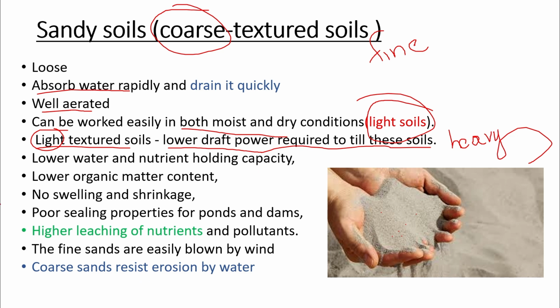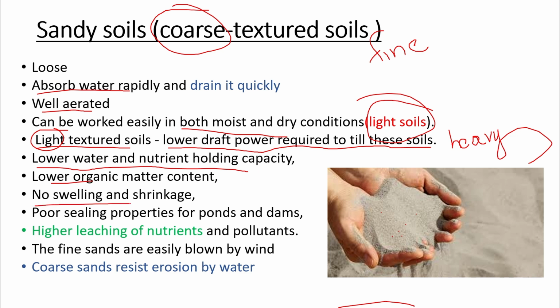So this sandy soil, we can work on that sandy soil by using low draft power, which means we don't want to spend that much strength for working or tilling this soil. So they are known as light textured soil because of their easiness to till. Then they have low water and nutrient holding capacity. They absorb water rapidly and drain it quickly, so they can't hold water, and like that nutrient also they can't hold. Then they have low organic matter content.